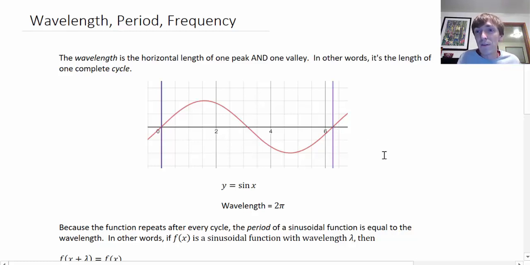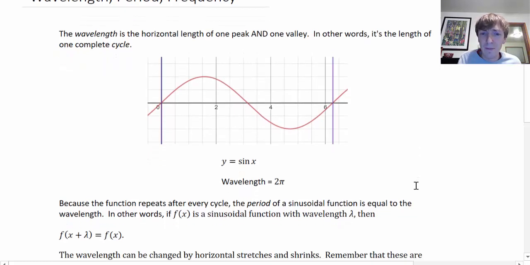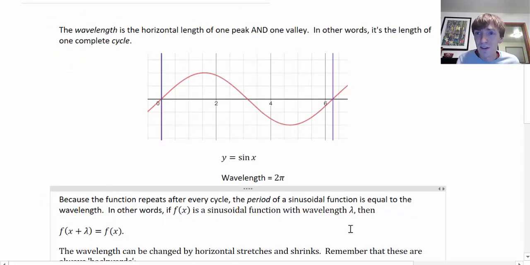So wavelength we've kind of already seen before. It's also the same thing as the period of one of these graphs, right? And that's because the function is going to repeat after every cycle. It's periodic. So the period of a sinusoidal function is equal to the wavelength. Sometimes wavelength gets called lambda. I'm not going to stress too much about particular variables in this class, but you might see it in other classes. That's what this Greek symbol down here is. It's a lambda. Because the wavelength is the same thing as the period, it's a truth that if I add lambda to x, I get the same thing back as the original function, right?